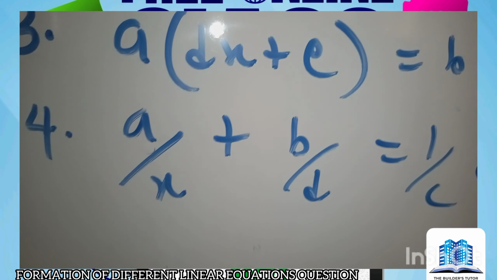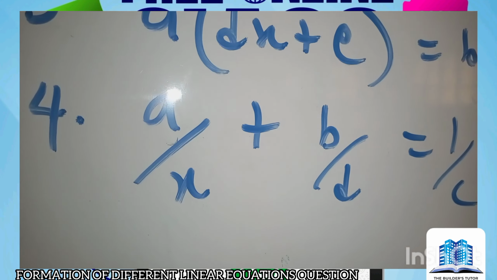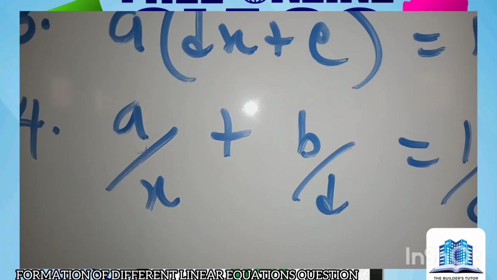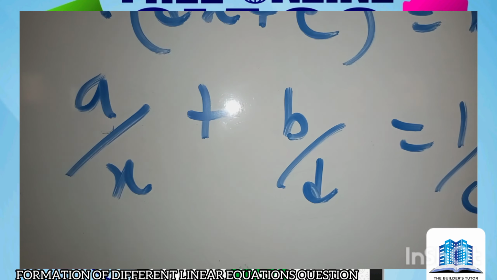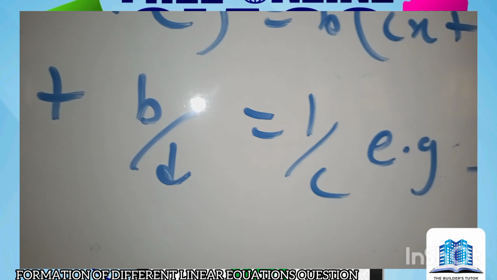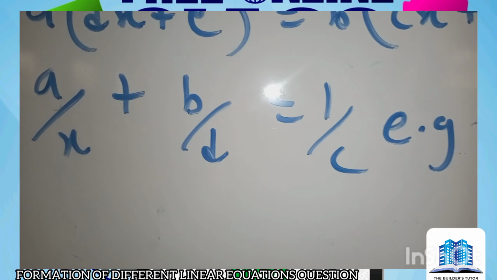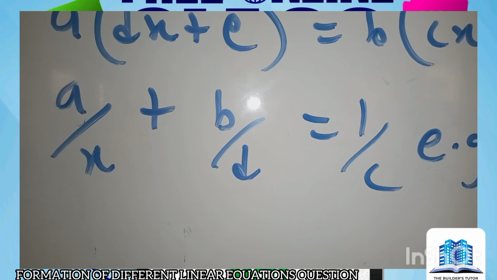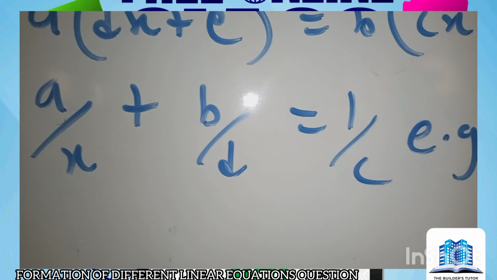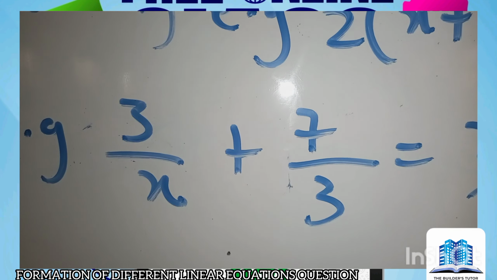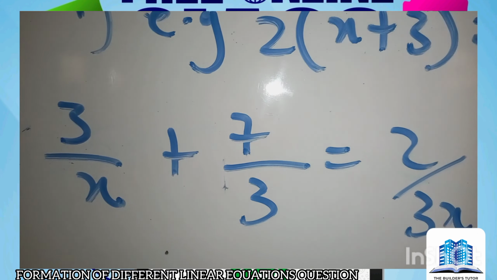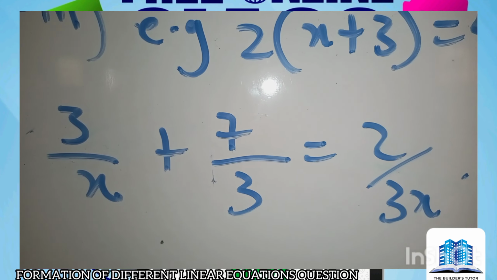Now the last but not the least, number 4, is when a linear equation carries the form of a quotient. So we have a over x plus b over d equals 1 over c. This is the last platform at which you can ever meet a linear equation. An example is 3 over x plus 7 over 3 equals 2 over 3x.